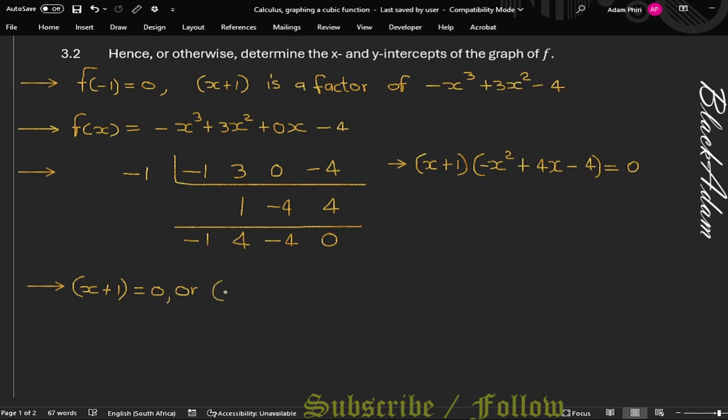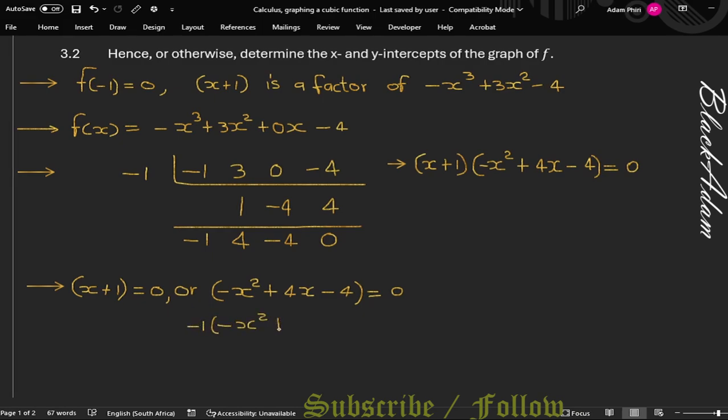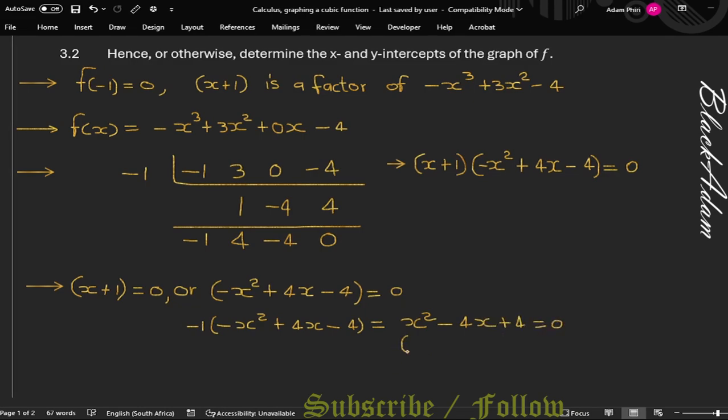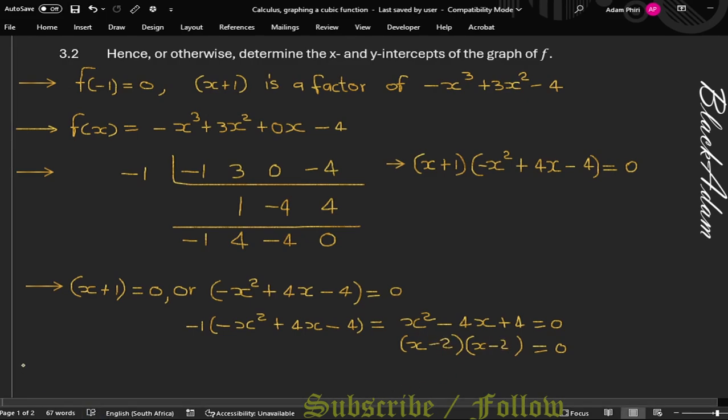So x plus 1 is equal to 0, or negative x squared plus 4x minus 4 is going to be equal to 0 as well. We need to have the positive coefficient, so that would be x squared minus 4x plus 4 equals 0, with the signs changed. Factoring that will be x and x, and then negative 2, negative 2.